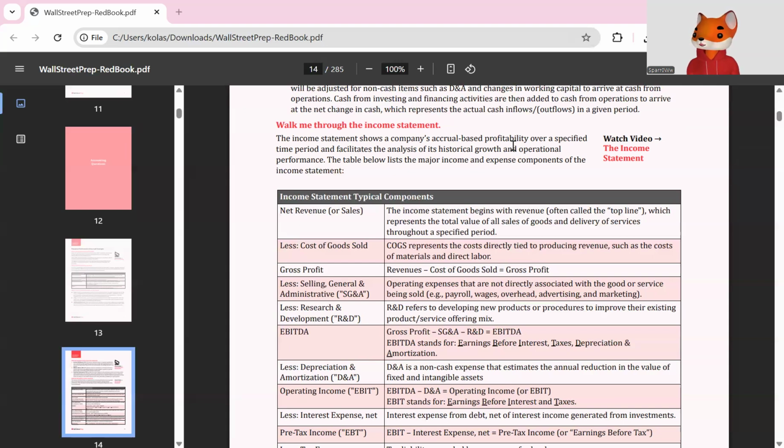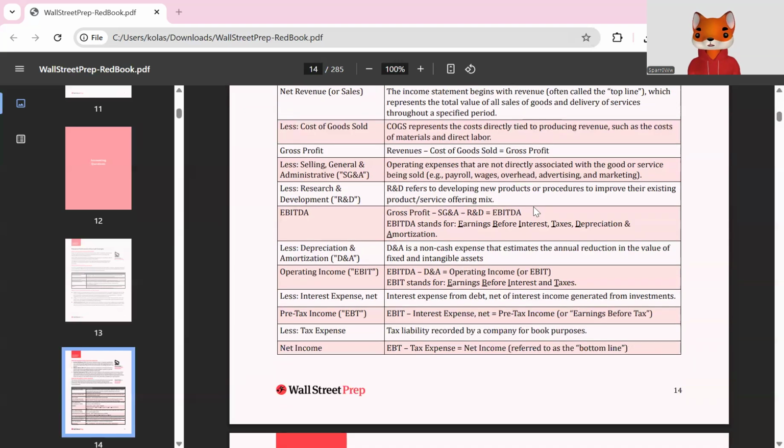EBITDA. The gross profit less selling, general and administrative expense less research and development expense gives us earnings before interest, taxes, depreciation, and amortization. Depreciation and amortization is a non-cash expense that estimates the annual reduction in value of fixed and intangible assets. So EBITDA minus depreciation and amortization gives us EBIT, that is earnings before interest and taxes.